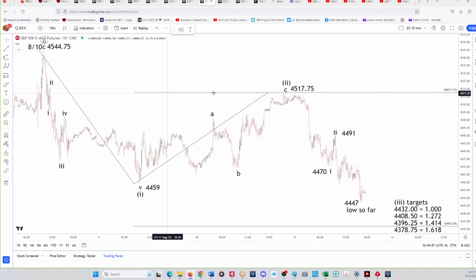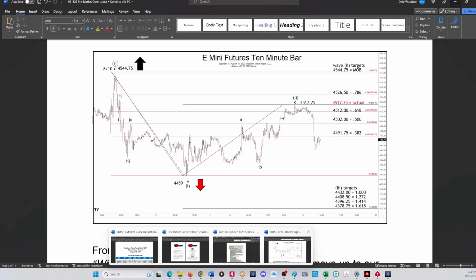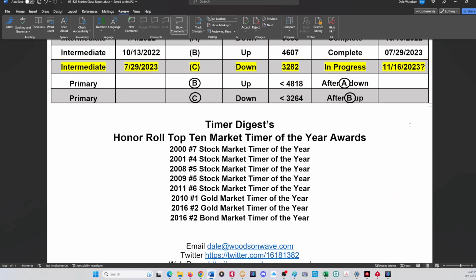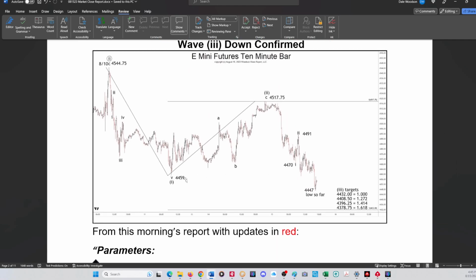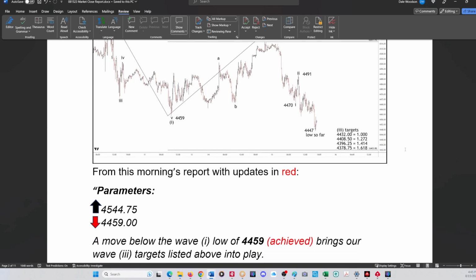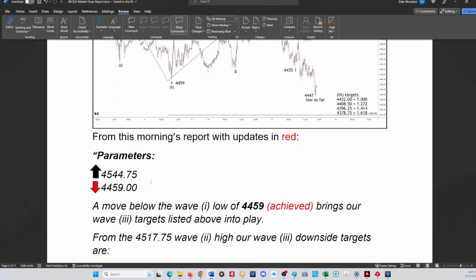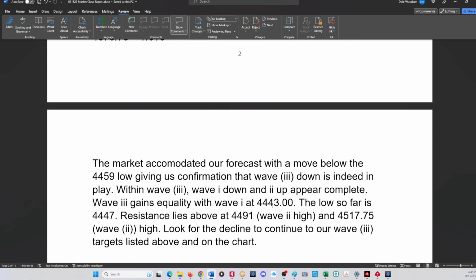I think I've mentioned this 1 and 2 in the post-market close report that we just sent out. Let me get to that if I can. We'll get to the market close report, which we put out right at the close, which was just a little bit ago. Anyway, there's wave 3 down confirmed because we got that move below the wave 1 low of 44.59. There's those targets there, and the low so far hasn't reached them. It's just in the beginning stages of wave 3 with the parentheses around it. There were our targets and parameters. There's the low so far, and I think I said resistance is at the 44.91 wave 2 high.